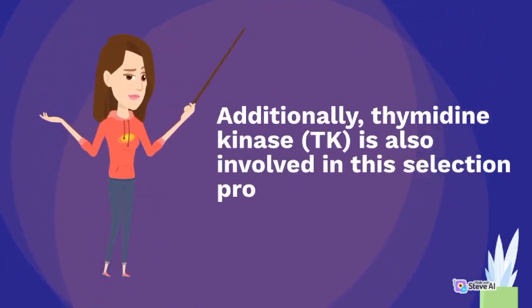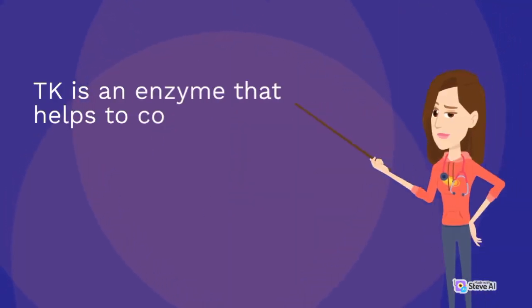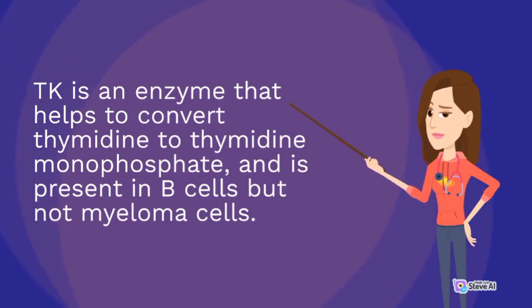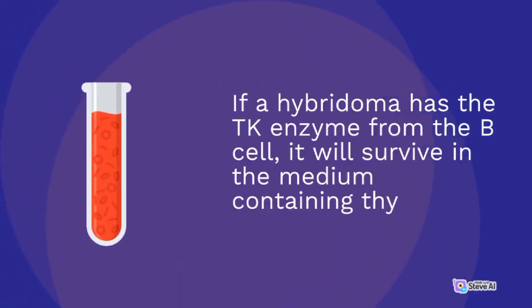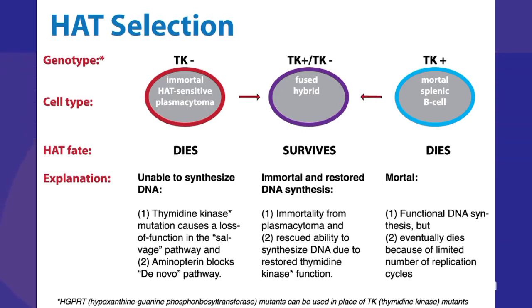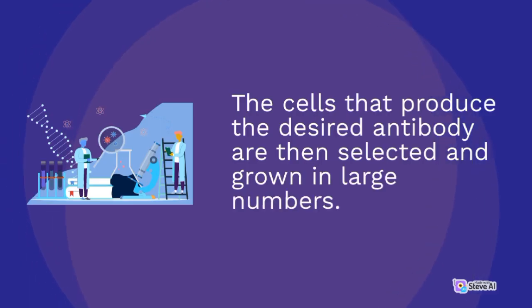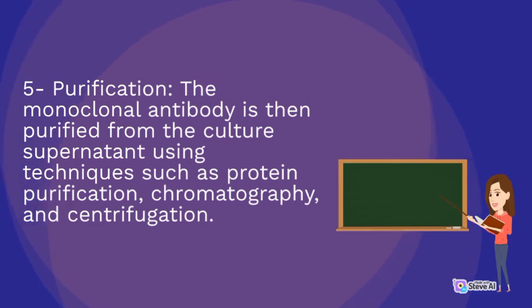Additionally, thymidine kinase, TK, is also involved in this selection process. TK is an enzyme that helps to convert thymidine to thymidine monophosphate, and is present in B cells but not myeloma cells. If a hybridoma has the TK enzyme from the B cell, it will survive in the medium containing thymidine. The cells that produce the desired antibody are then selected and grown in large numbers. 5. Purification. The monoclonal antibody is then purified from the culture supernatant using techniques such as protein purification, chromatography, and centrifugation.